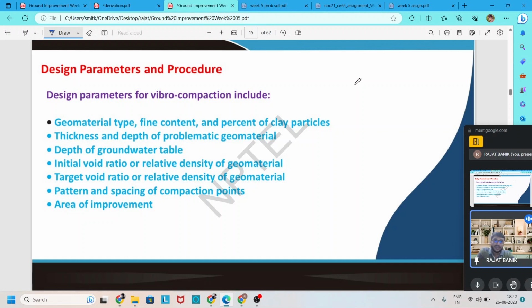We also see that the depth of improvement and area of improvement should always be larger than the footing area, because the load of the footing is distributed in a triangular pattern or more than the footing area. So we need to address the area more than the footing area, and also the ground surrounding the compaction point, or surrounding the footing also.